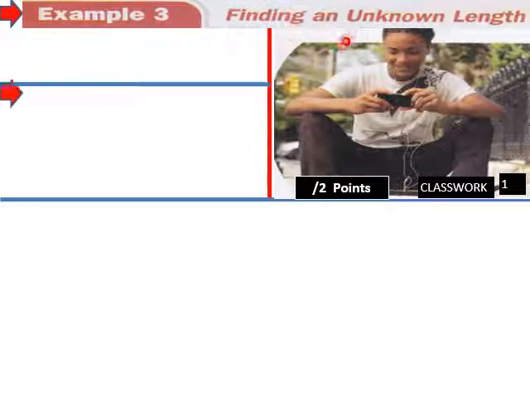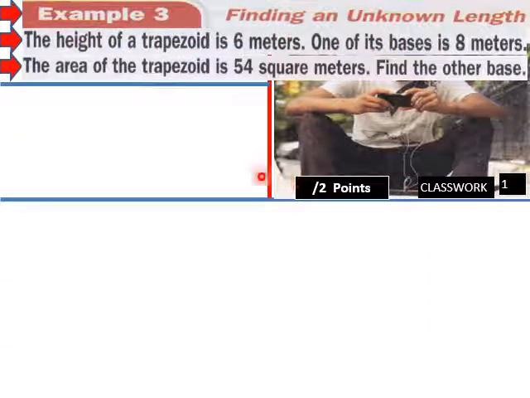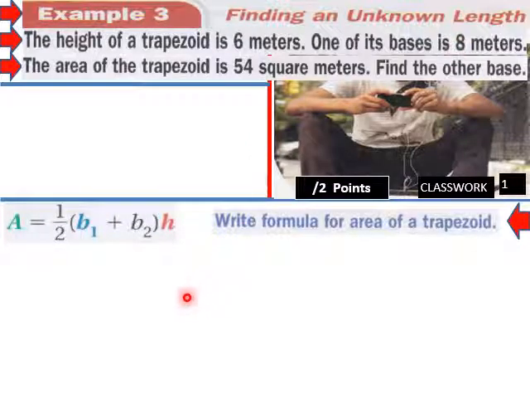Example 3, finding an unknown length. The height of a trapezoid is 6 meters. One of its bases is 8 meters. The area of the trapezoid is 54 square meters. Find the other base. So we have this, and then we have this. So we got, what do we do?